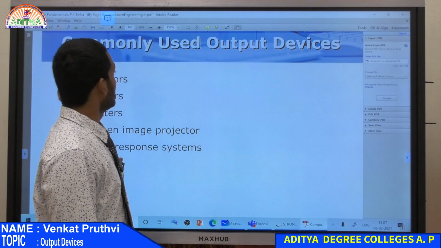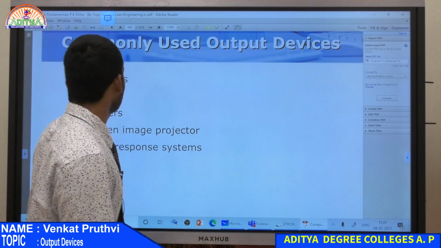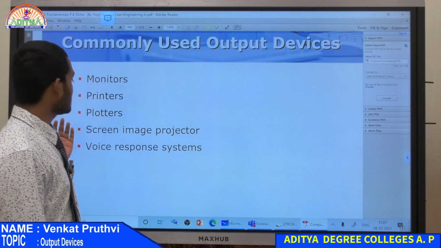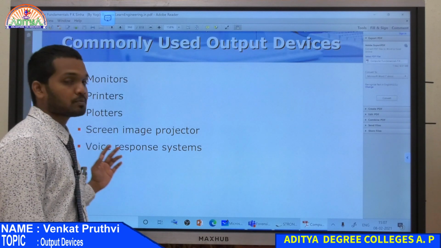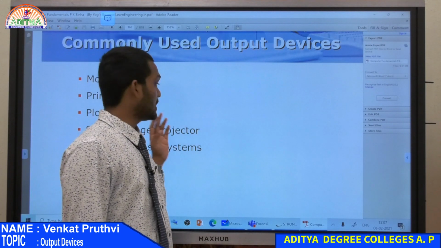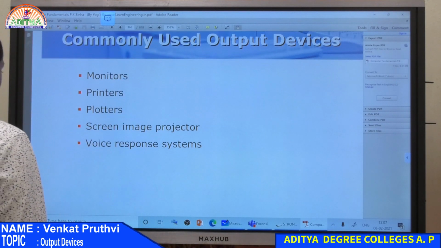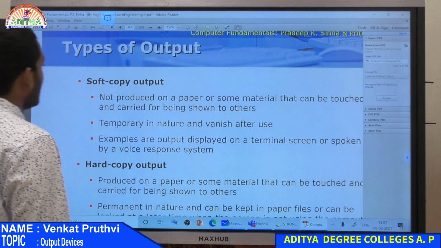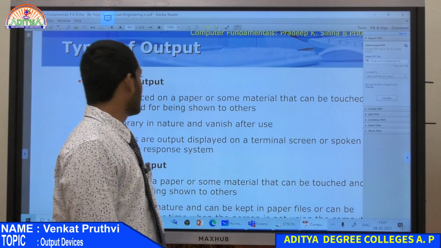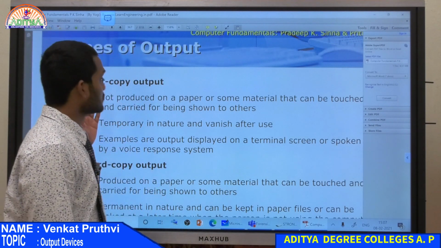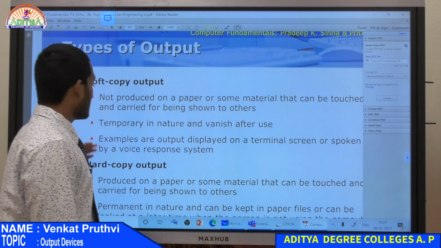The most commonly used output devices are monitors, printers, plotters, screen image projectors, and voice response systems. These are the major output devices that we have. So what are the types of output that we can have? The different types of output we can have are soft copy output and hard copy output.